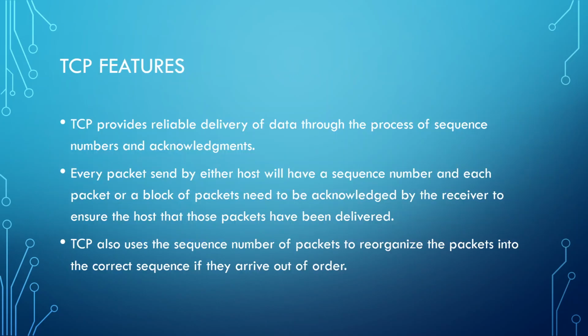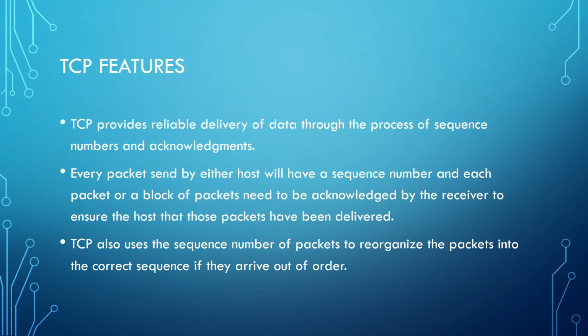Now let's have a look at some TCP features. What makes TCP TCP? TCP provides reliable delivery of data through the process of sequence numbers and acknowledgements. Essentially, every packet sent by either host will have a sequence number, and each packet or block of packets needs to be acknowledged by the receiver to ensure that the packets sent by the host have been delivered.